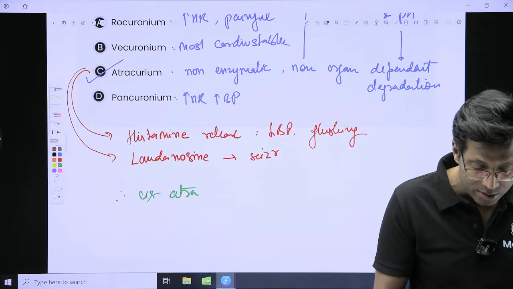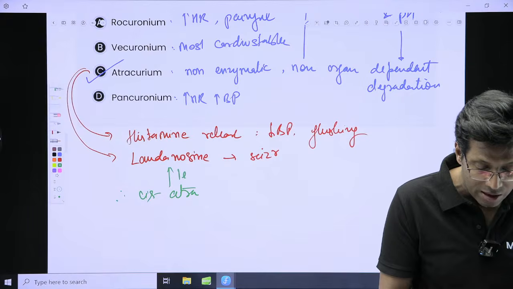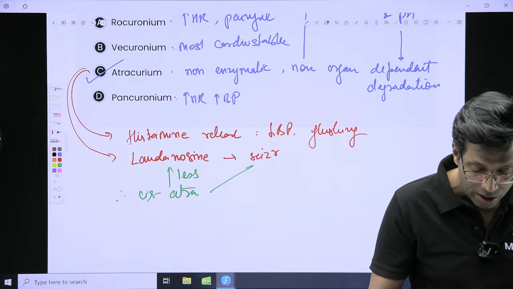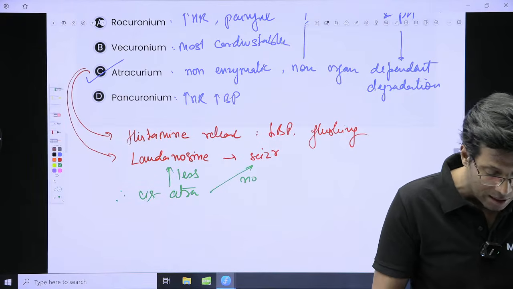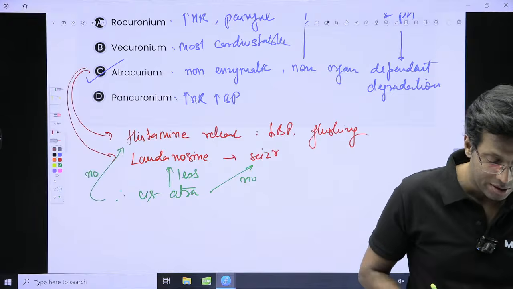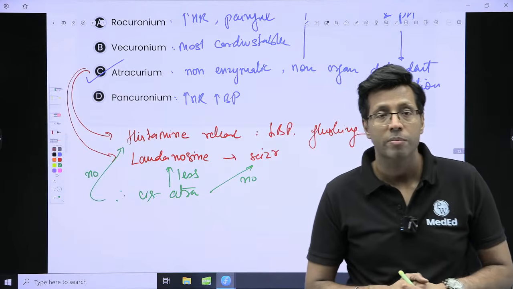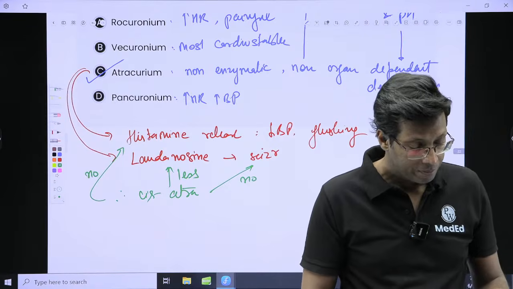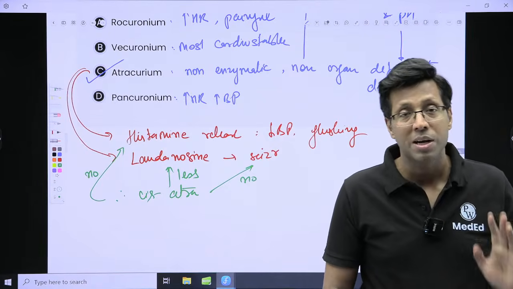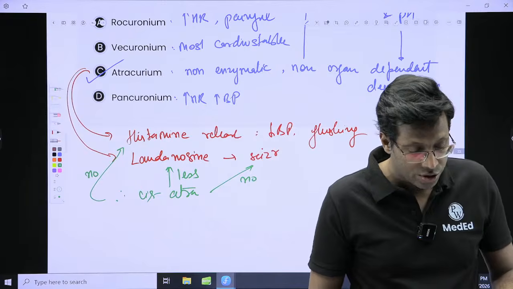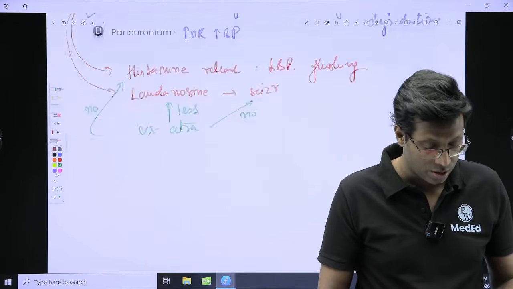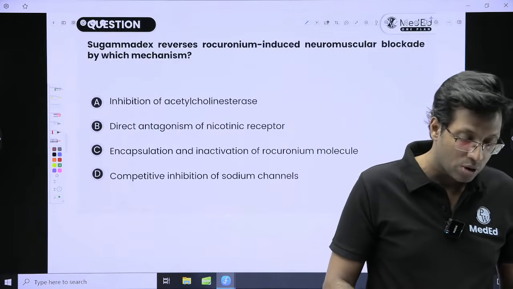Cisatracurium has lower levels of laudanosine and there is no seizure. At the same time, there is no histamine release. That's why cisatracurium is a better drug than atracurium. This again has been asked in the exam regarding hypotension, flushing and histamine release. Recent question. Let's go to Sugammadex.